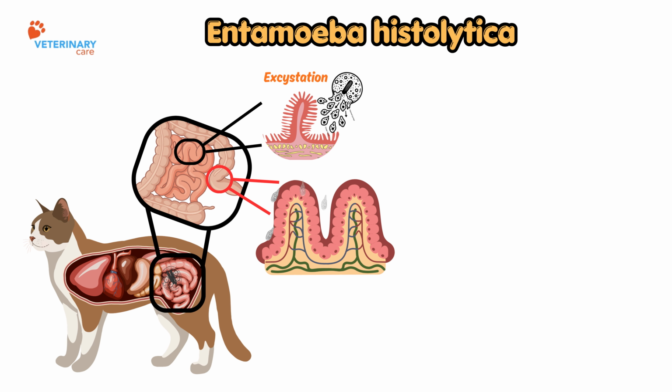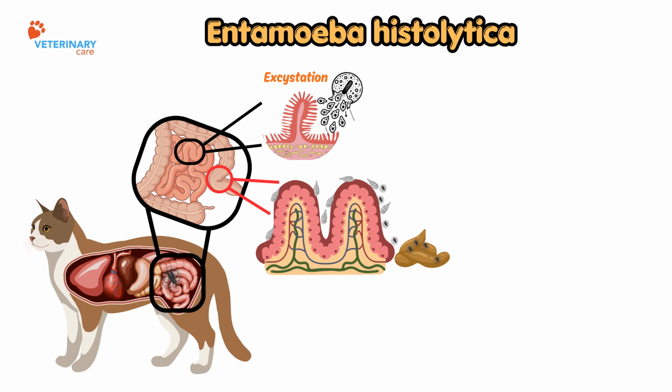The trophozoites multiply by binary fission. Some trophozoites stay inside the intestinal lumen. They later become cysts again through encystation, and these cysts are passed in the feces to infect another host.